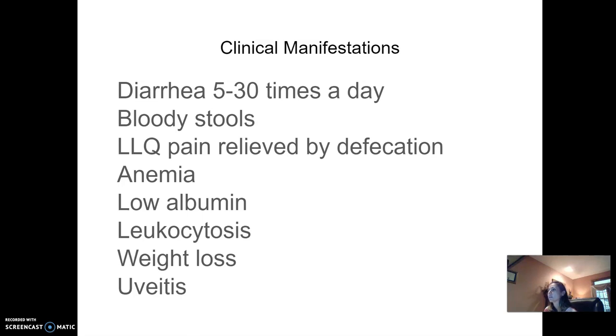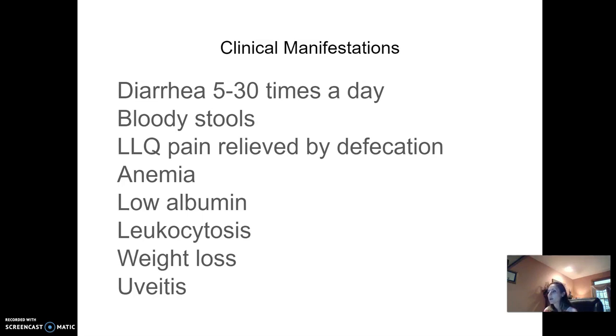They can have diarrhea 5 to 30 times a day. So they're spending their entire day in the bathroom. The bowel tissue can start to hemorrhage, so you may see bloody stools. They may have some left lower quadrant pain, which is relieved with defecation. They're also going to have that malnourished state and that malabsorption, so you may see that anemia again. You may see low albumin. They just have a hard time pulling nutrients because they're going to the bathroom so frequently.